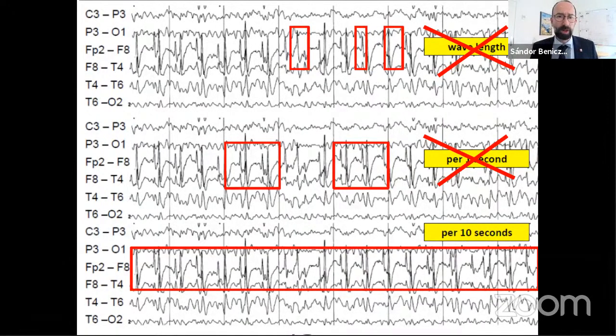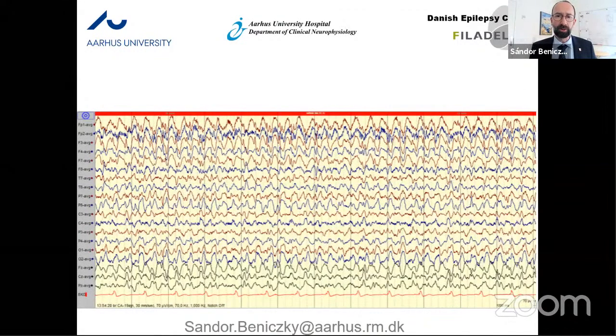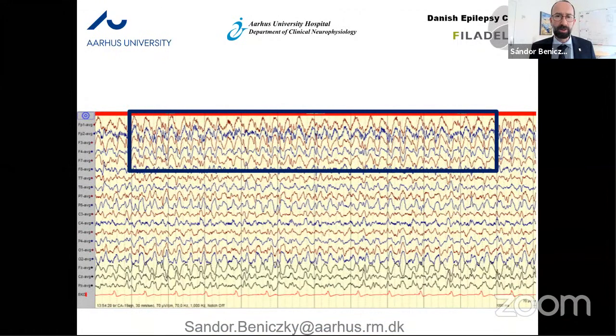So to avoid any confusion, we defined in detail all these features in a follow-up paper to explain how to implement the Salzburg criteria into praxis. So for example, here you can see this EEG, and this is a 10-second epoch, and then there are 31 spike-waves in this 10-second period. So this fulfills the primary criterion.